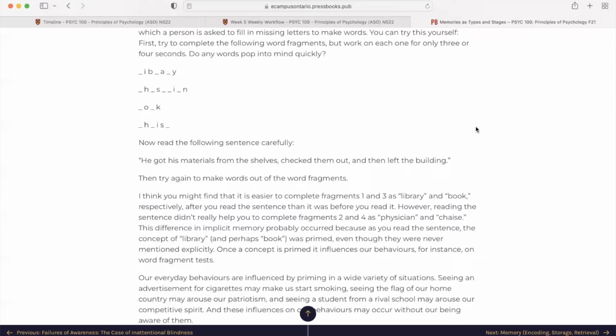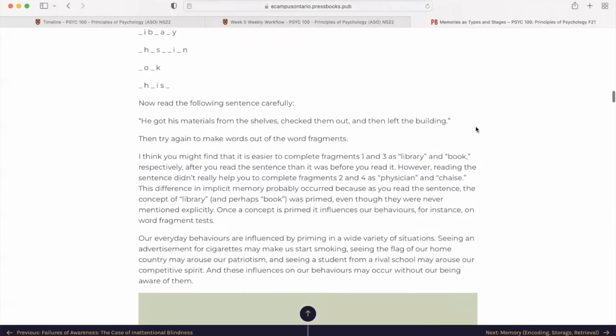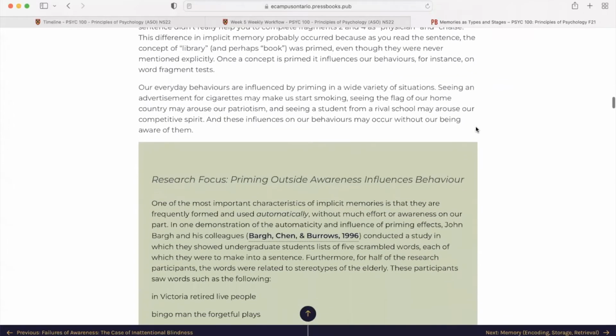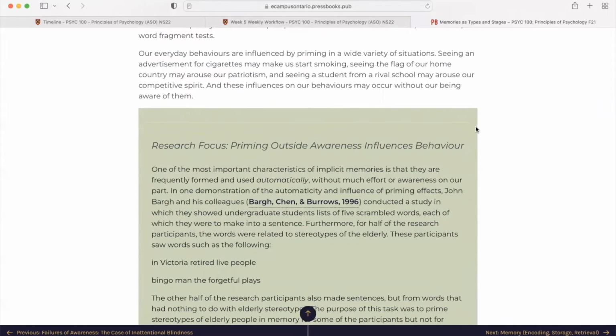Once a concept is primed, it influences our behaviors, for instance, on word fragment tests. Our everyday behaviors are influenced by priming in a wide variety of situations. Seeing an advertisement for cigarettes may make us start smoking. Seeing the flag of our home country may arouse patriotism, and seeing a student from a rival school may arouse our competitive spirit. And these influences on our behaviors may occur without our being aware of them.